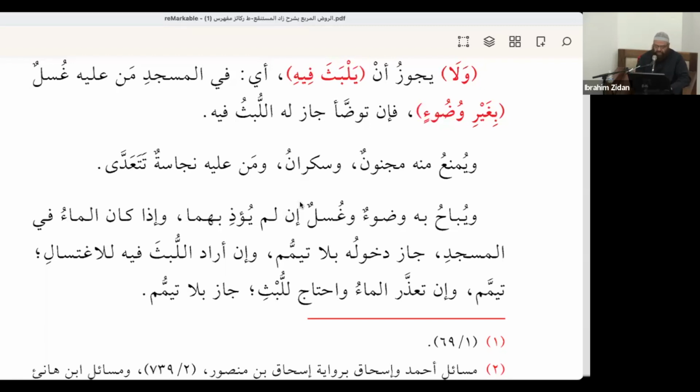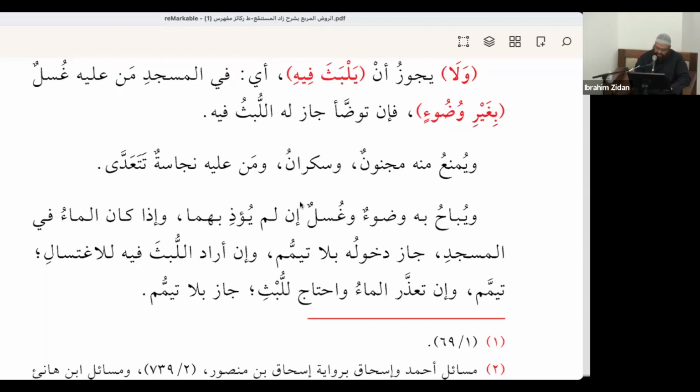And of course, if a person makes wudu in our masjid like this, of course, this is something that's going to cause harm to the masjid, on the carpet, for example. Can someone do this, or makes a smell, things like this. ويباح به وضوء وغسل إن لم يؤذ بهما. وإذا كان الماء في المسجد.